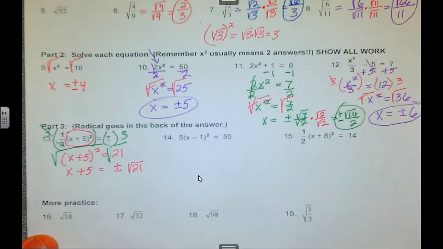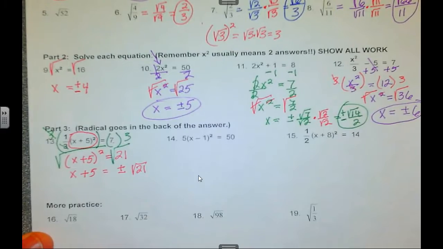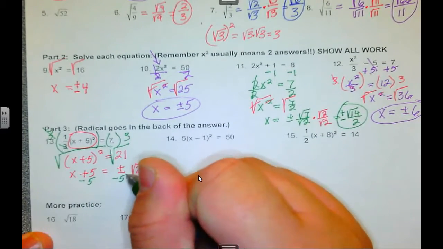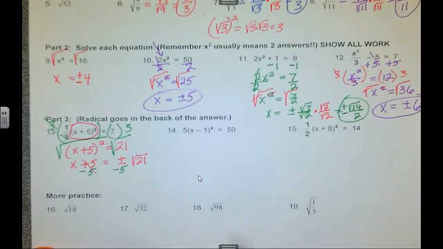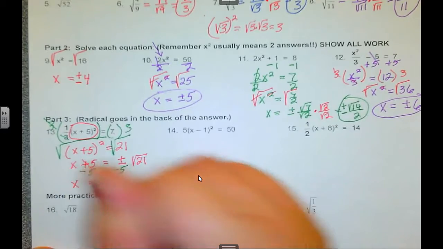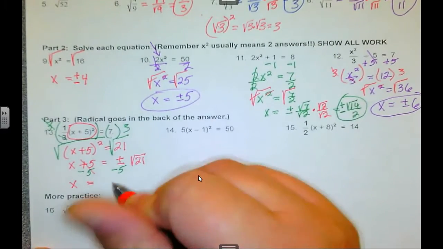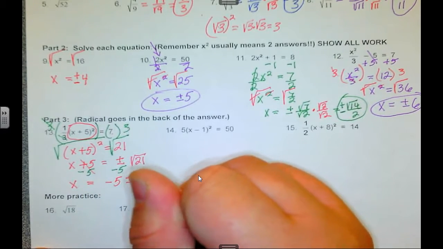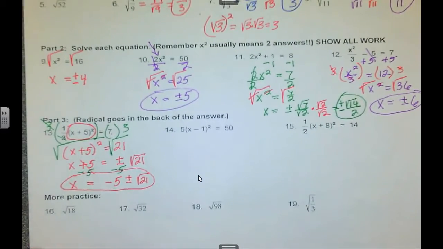Now, x is not by itself, is it? So I have to subtract 5 from each side. The 5's cancel. I get x, and we always put the real number first: negative 5 plus or minus the square root of 21. Easy peasy, right?